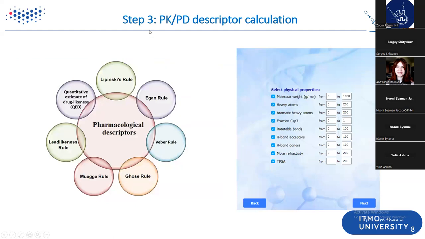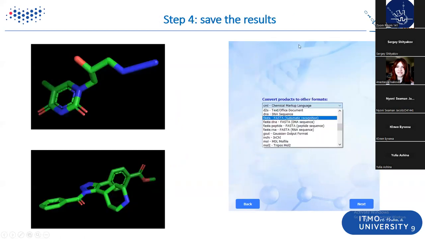And the second version also includes pharmacokinetics and pharmacodynamics descriptors, and these descriptors are already integrated in our software, and they include additional information like molecular weight, heavy atoms, aromatic heavy atoms, fraction Csp3, rotatable bonds, molar refractivity, topological polar surface area, and so on. Also, the druggability, drug-likeness, the quantitative estimate of drug-likeness, the so-called QED descriptor. And you could save the results in different formats, MOL2, MOL, and so on.